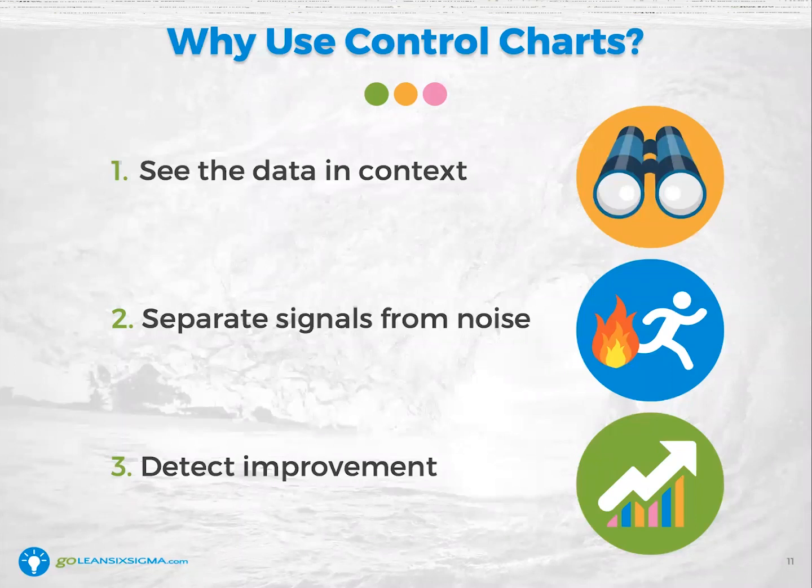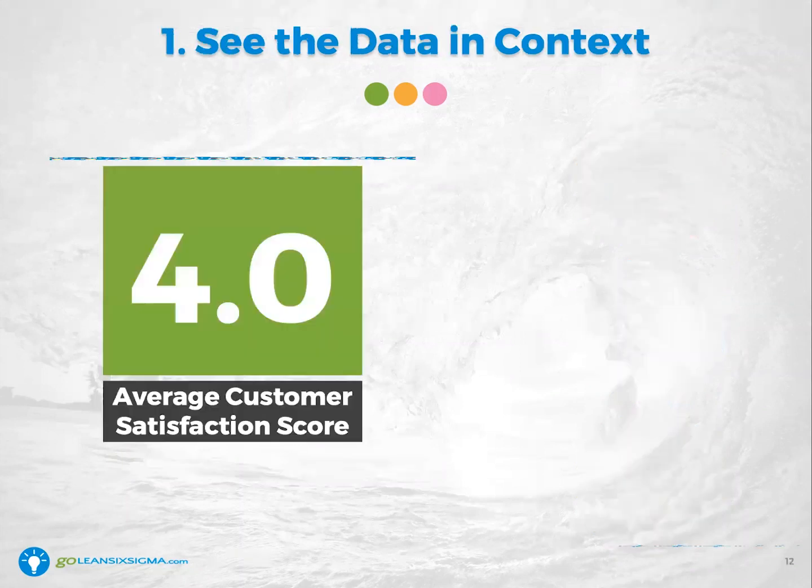We'll cover all these reasons to use control charts, but let's start with the fact that they let you see your data in context. So why do we care about seeing data in context? The first example is something that we see a lot. It's an average of the type of customer satisfaction rating we get from surveys and comment cards. And averages can be misleading since they don't necessarily capture the true variation of what the customer experiences.